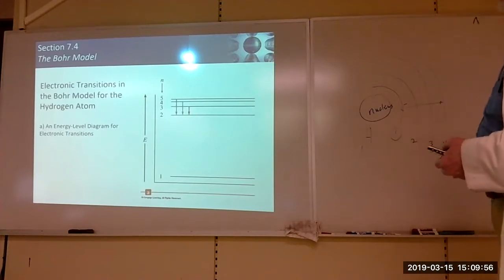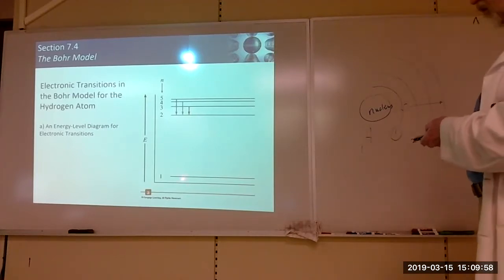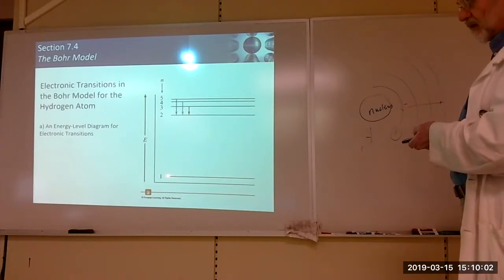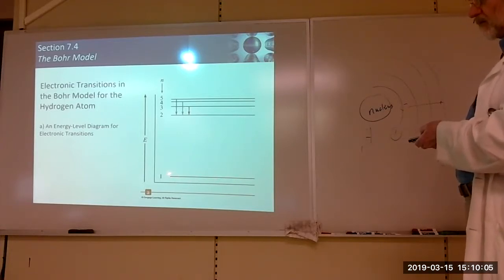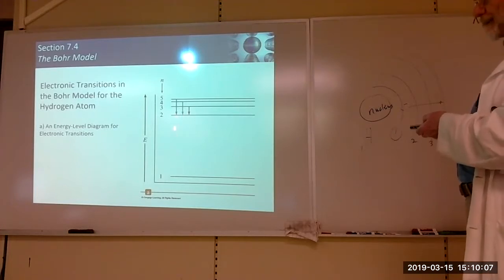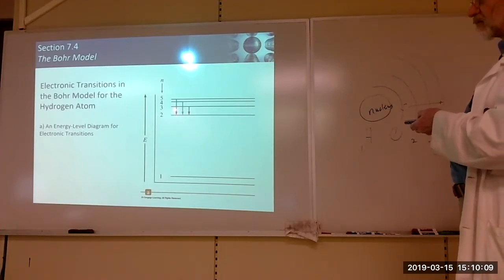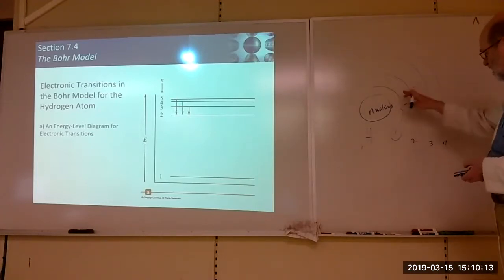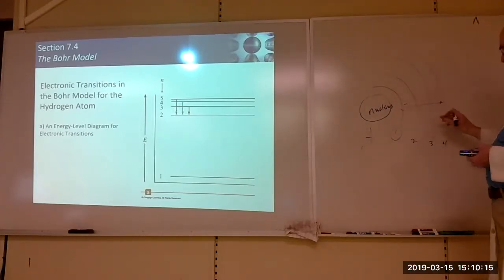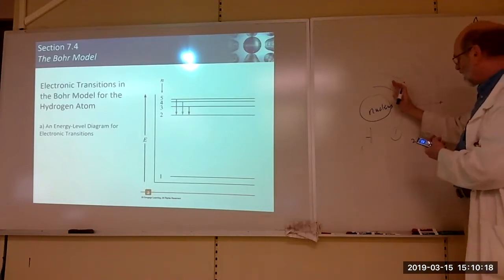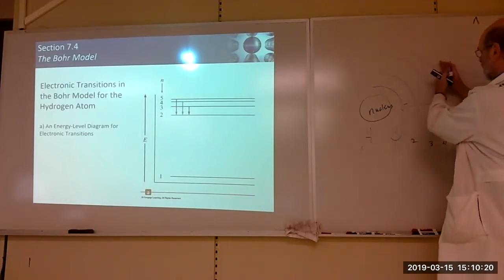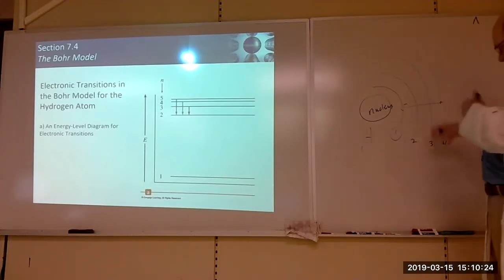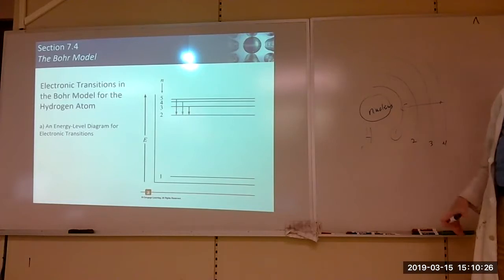Okay, now on a chart, you notice that the ground state is here, and energy-wise, there's a big difference, a distance that it has to travel between one and two. And then the distances get narrower and narrower as you move out. So actually, these distances here are not accurate. One should be right here, and then two should be way out here, and then three, and then four, and five. So to scale, that's not accurate.